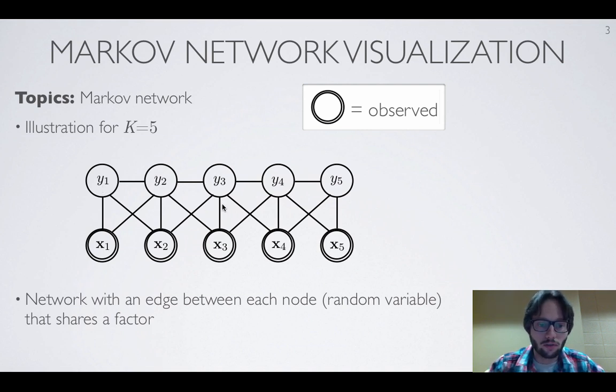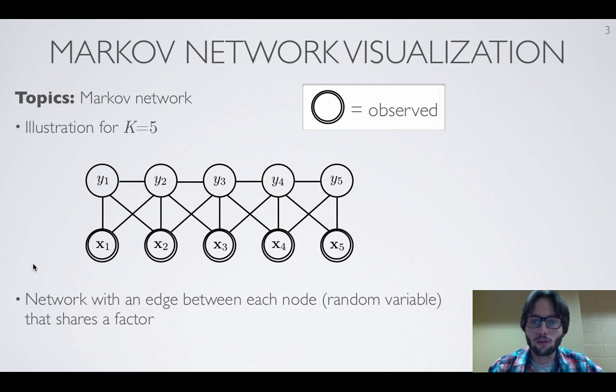In our case, each of the labels, if we had a sequence of length 5, then we have y1, y2, y3, y4, y5, as well as a node for each of the input vectors x1, x2, x3, x4, and x5. Then we would add edges between each random variable that shares a factor in the product of factors form for our conditional random field.